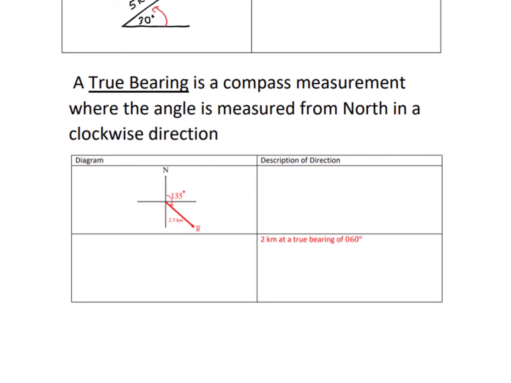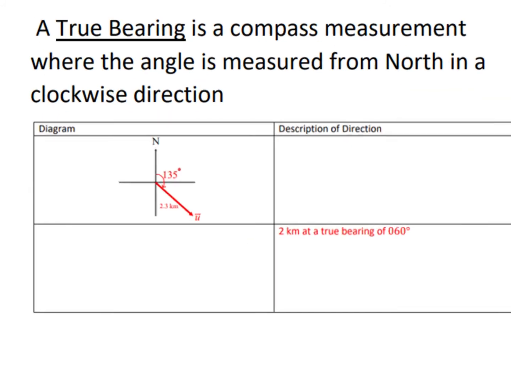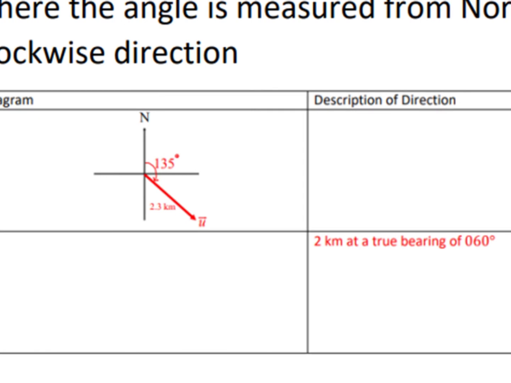Another way to indicate direction of a vector is a true bearing. A true bearing starts at north and goes clockwise. Here we have another diagram. If we look at the north, south, east, west diagram, the true bearing starts at north and goes in the clockwise direction. Here's north. The red line is the resultant, and I can see the arrow going in the clockwise direction, and it is going 135 degrees. So I would say the true bearing is 135 degrees.